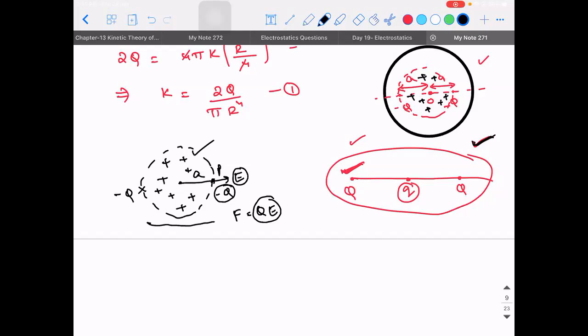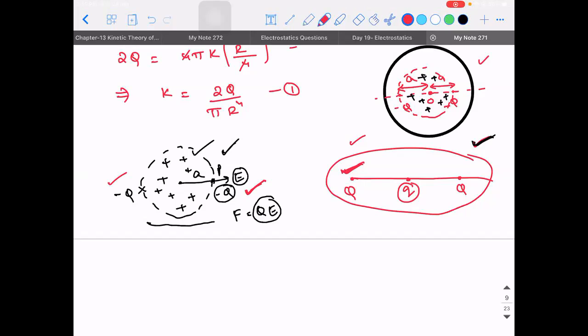Yesterday's question is a 3-particle system. This question also can be visualized as a 3-particle system where 2 charges are minus Q. Where is the third charge present? The third charge is present in the small sphere that you have considered. So what I'm trying to say is the net force experienced by either of the minus Q charges is 0.